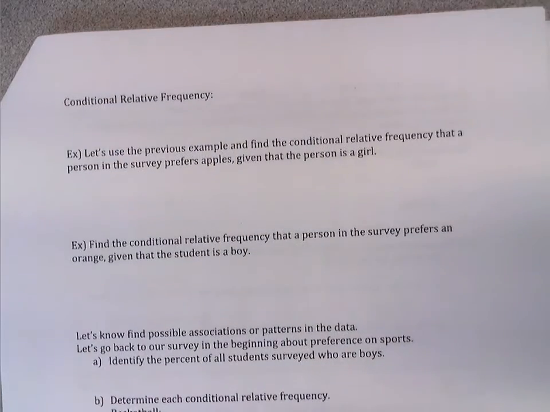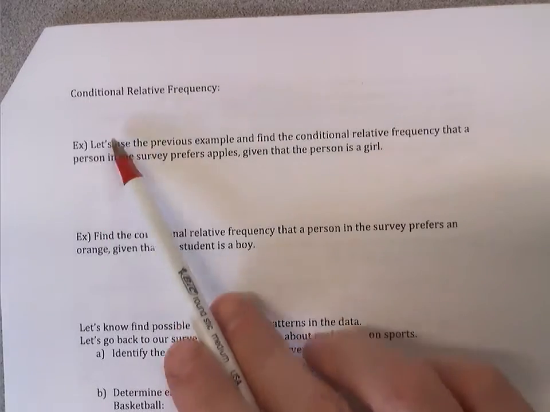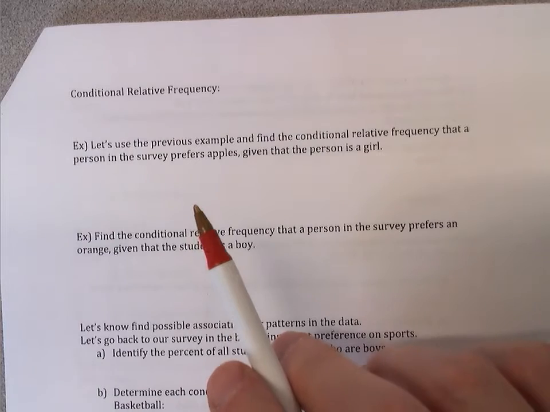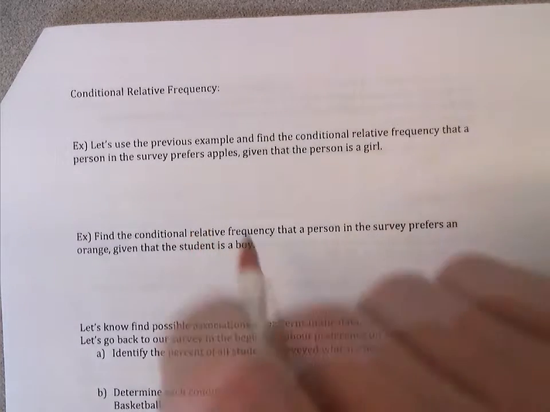All right, this is part 3 of lesson 8.2. So this is our last page here. So now we're going to look at conditional relative frequency. And what that means is it describes what portion of the group with a given characteristic also has another characteristic.